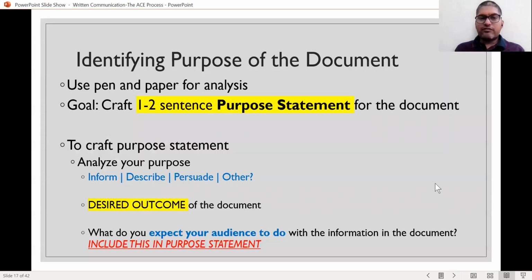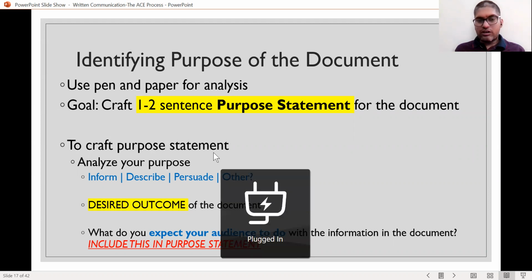So how do you identify the purpose of the document? As I suggest, do not use a keyboard, a laptop or a mobile. If you want to craft the purpose statement of the document, use pen and paper. It is really, really helpful. Second, the purpose of this stage is to craft one to two sentences, not more than that. Each purpose statement should not be more than one to two sentences long for any document that you're writing.